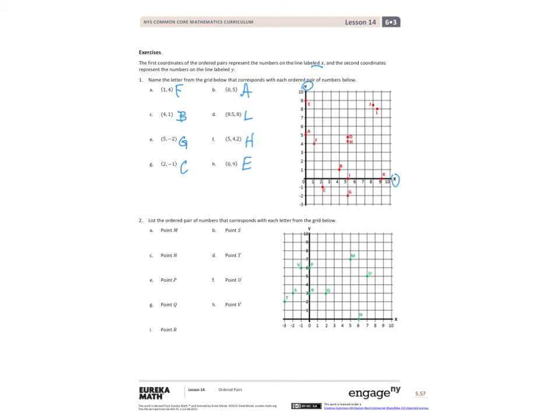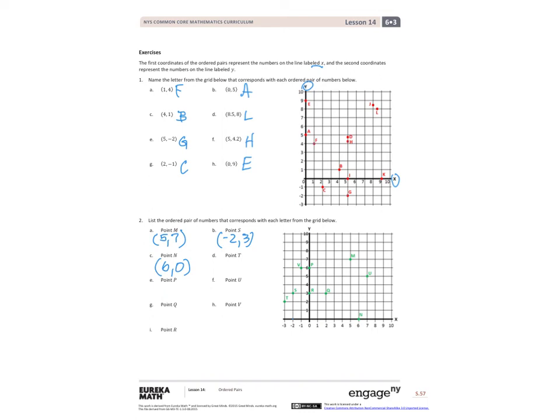Okay, then we're looking at the ordered pair of numbers that correspond with each letter from the grid below. So now we get to write the ordered pair. So point M is over 5, up 7. So I'm going to write 5, comma, 7. B, let's see, is point S. So I have to first find it. I'm over this way, -2 and up 3. So -2, up 3. How about N? I am over 6, up nothing. So that means 6 and 0.